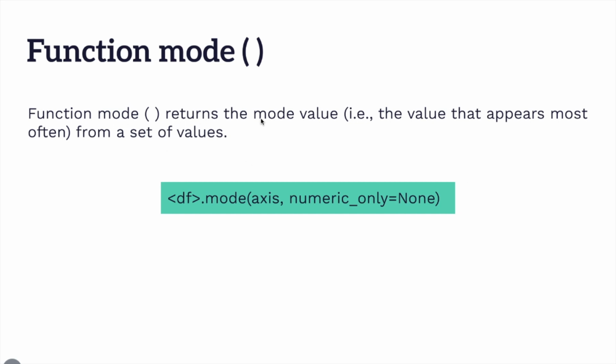The function mode returns the mode value, that is the value that appears the most for a set of values. So this is the basic syntax of mode, or rather we can say how to calculate mode of a data frame. First, we need to use the data frame object along with the dot notation, then the mode function. Let us go through an example.